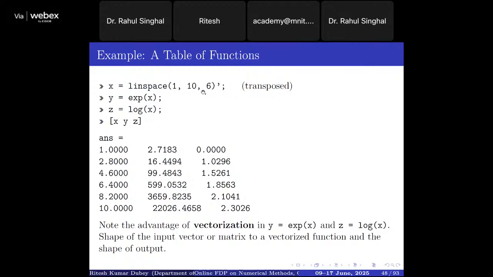So x is equal to this linspace, and then y we are defining as exponential of the column vector x, because we have taken the transpose, and z equal to log x, and then we are creating a matrix. Since we are not assigning it to some new variable, like a equal to big bracket x y z, the display will automatically come.